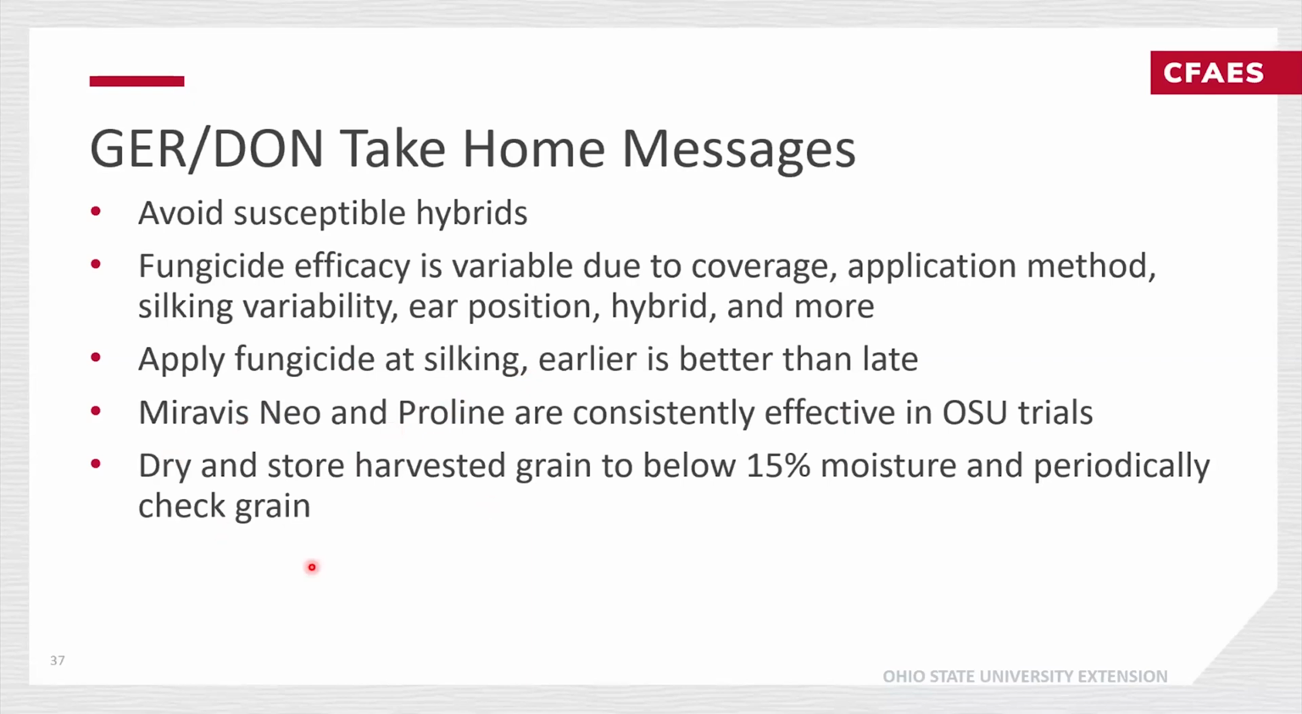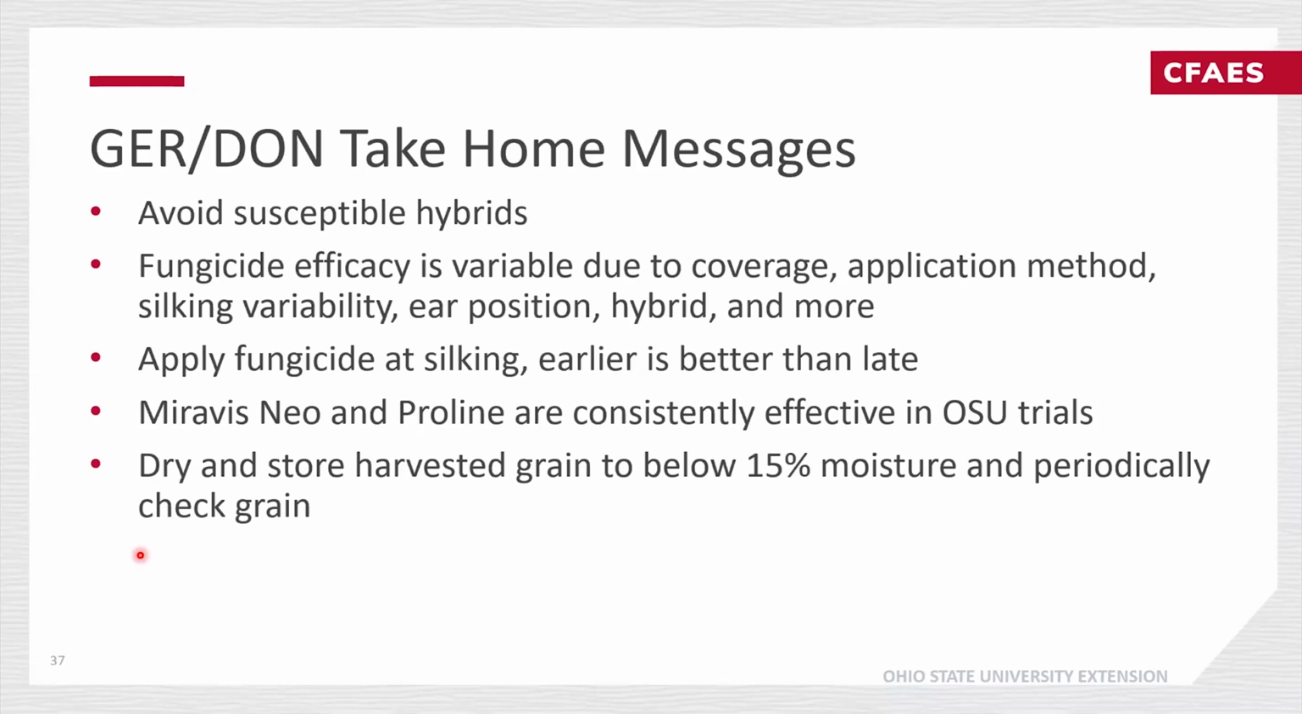And then making sure to dry and store harvested grain at or below 15% moisture, and then routinely coming back and checking that grain is really important in terms of vomitoxin control. So if we're storing that grain above 15%, that fusarium that's already there can continue to produce more and more vomitoxin. So that's why it's important to make sure that we're drying that grain down and then hopefully having a timely harvest so we're not leaving it out in the field to increase levels as well.